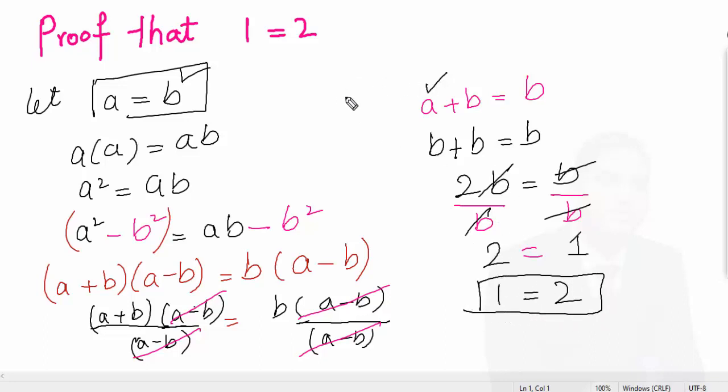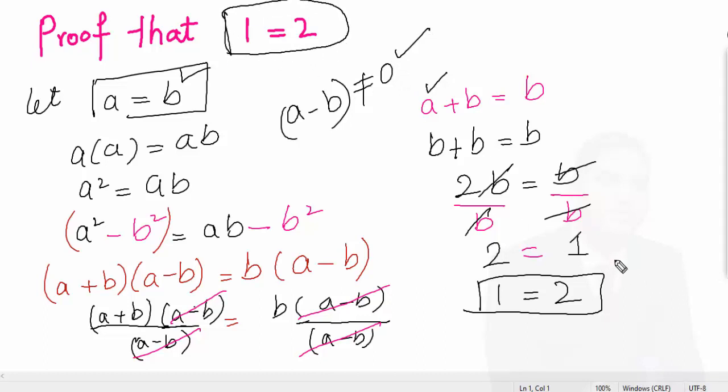But keep in mind that in this situation A minus B is not equal to 0. So this condition is valid, so we can easily prove that 1 is equal to 2. So have you seen this magical trick? And you can say that the magic power of math. So we can prove that 1 is equal to 2.